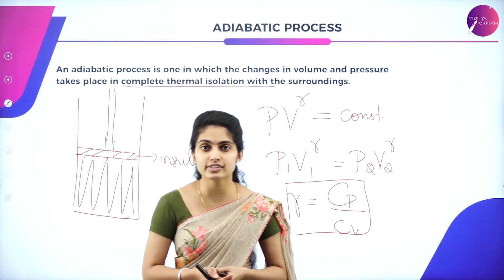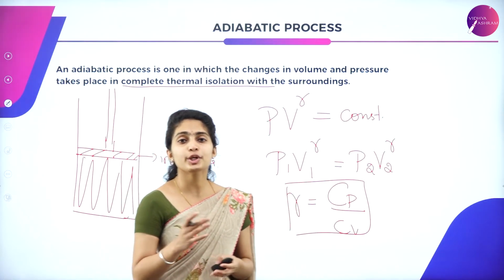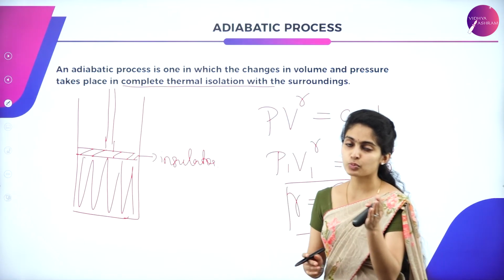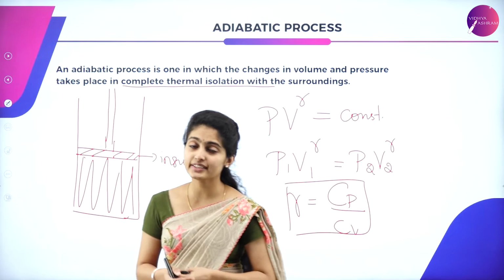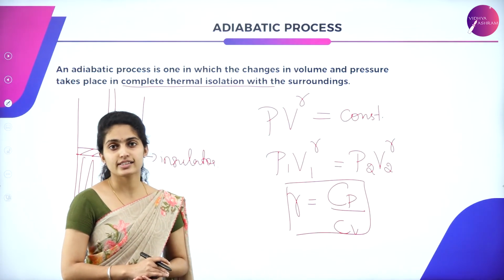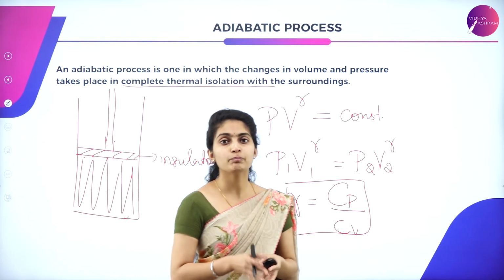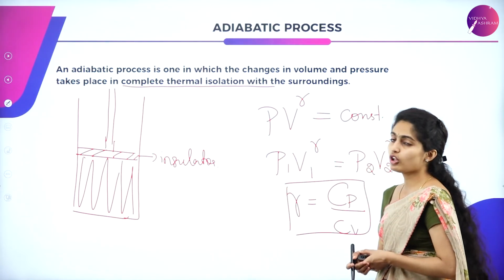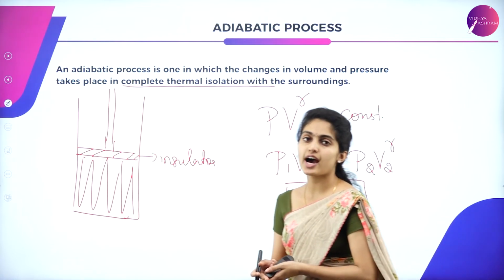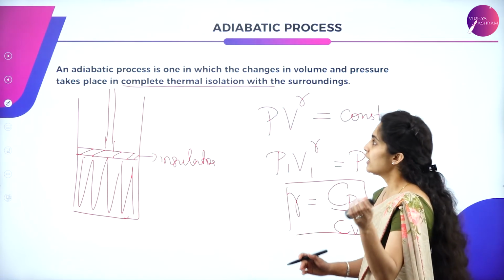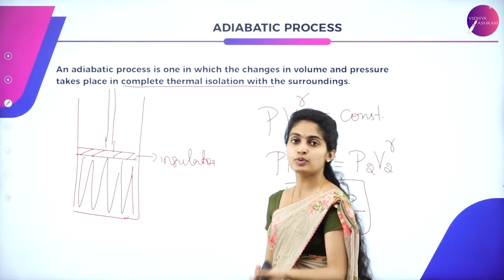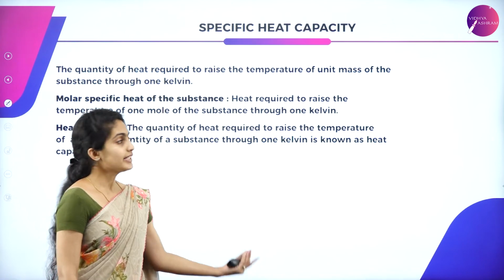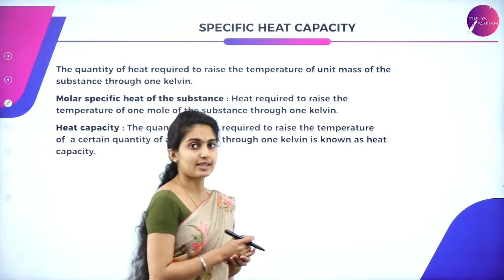And Charles' law states that at constant pressure, volume is directly proportional to temperature, so it becomes V divided by T is equal to constant. And Gay-Lussac's law states that at constant volume, pressure is directly proportional to temperature. So these are all the concepts of Boyle's law, Charles' law as well as Gay-Lussac's law. Having those concepts, isothermal process and adiabatic process, now let us go on to the specific heat capacity.